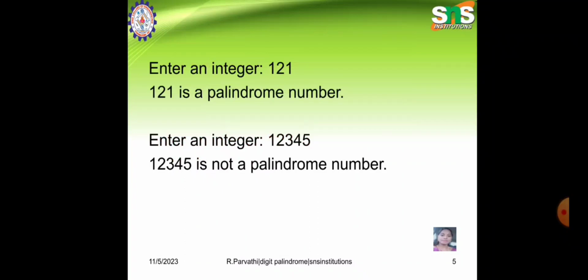Then next we will give 1 2 3 4 5. The reversed number of 1 2 3 4 5 is 5 4 3 2 1. It is not equal to the original digit, so it is not a palindrome.